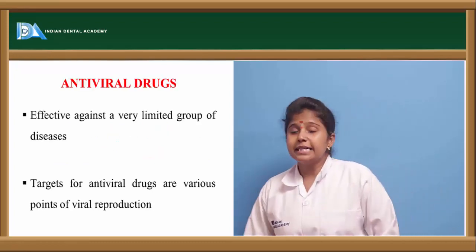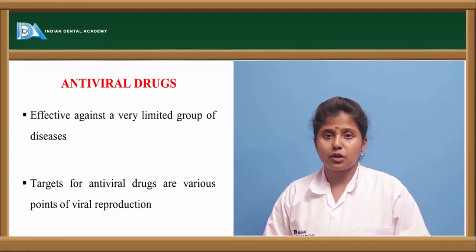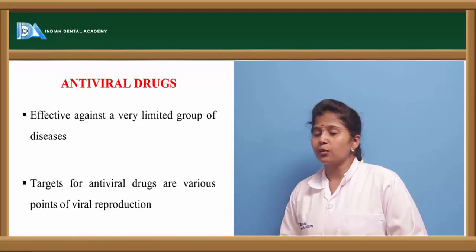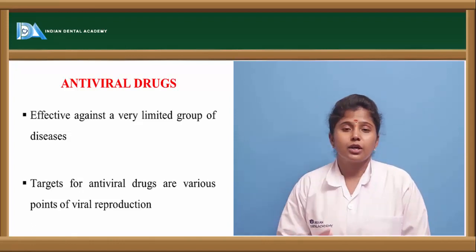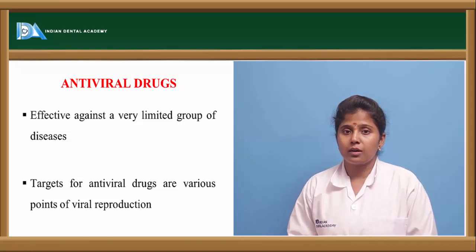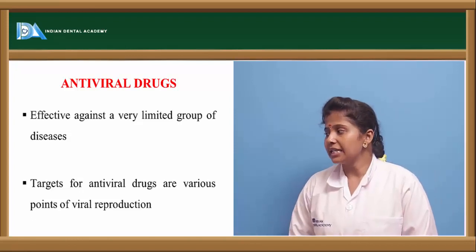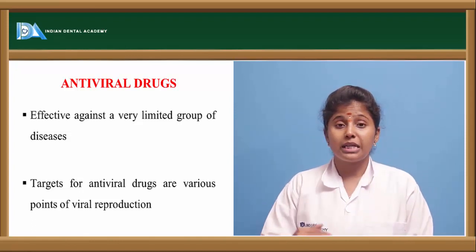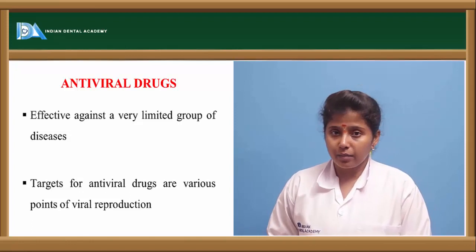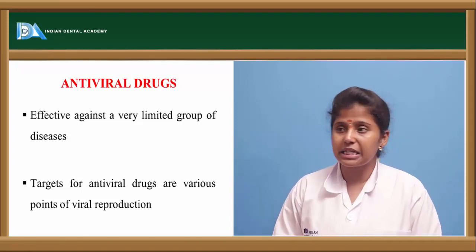These are the antiviral drugs, which inhibit the synthesis of the essential metabolites. These are very effective against a limited group of diseases. Antiviral drugs are not used against many diseases. The usage of these drugs is very limited, and the target for antiviral drugs is viral reproduction. So these are used against virus reproduction, and they are very effective against viral infection.